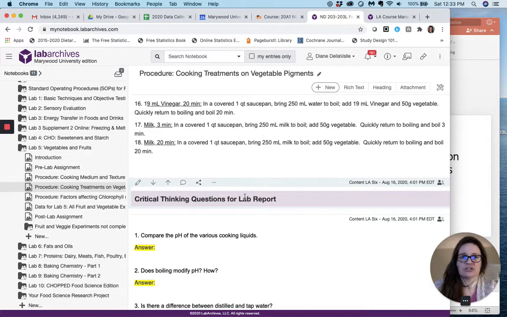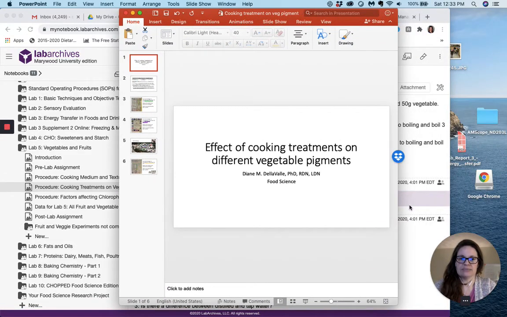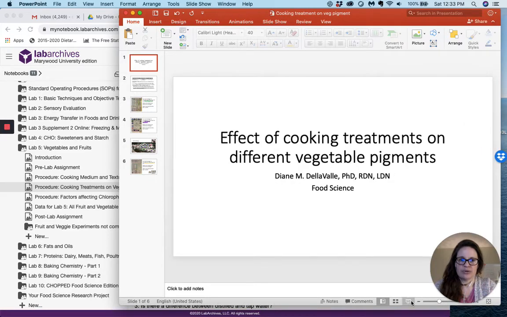Now, here are special instructions for you because this is very different. These instructions are included in the lab data section for y'all. So here we go.